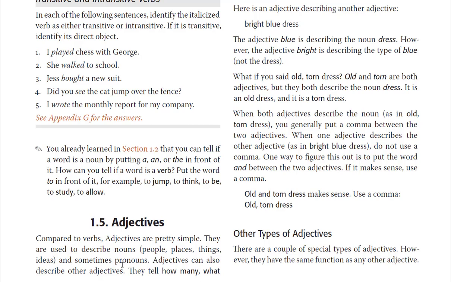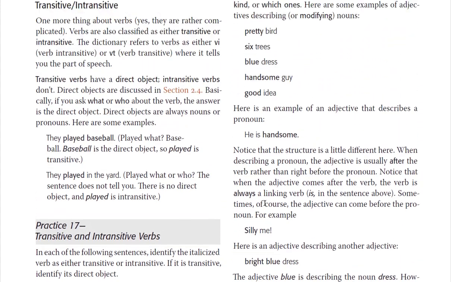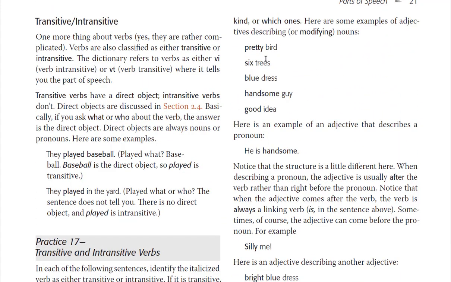So adjectives are simple. They are used to describe nouns, people, places, things, ideas, and sometimes pronouns. Adjectives can also describe other adjectives. Adjectives tell how many, what kind, or which ones. Here are some examples of adjectives. So usually adjectives modify a noun.